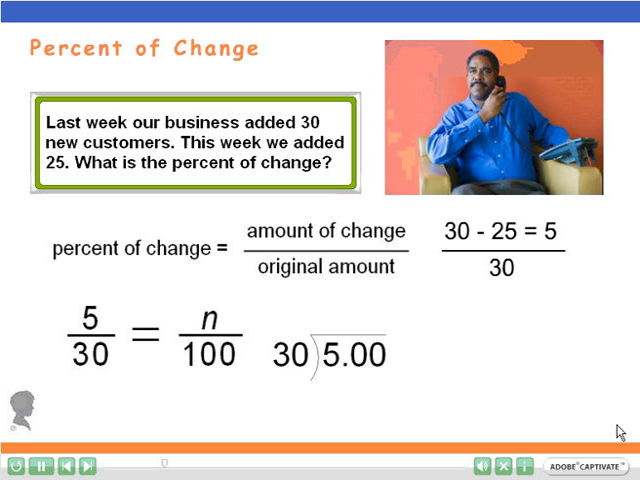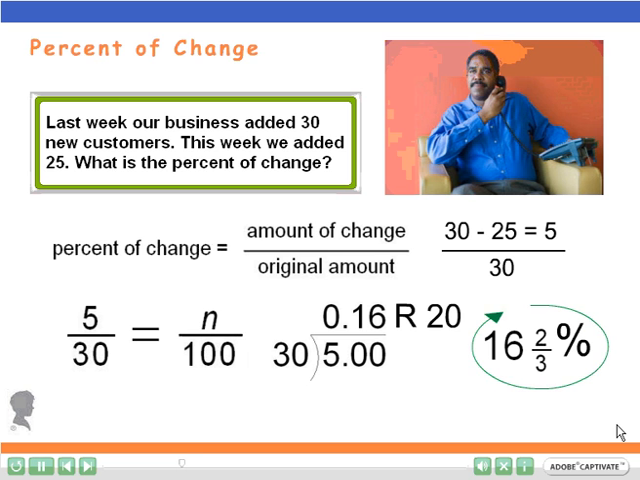Rewrite the percent of change ratio as a division problem, making sure the dividend has 2 decimal places. Divide and write the remainder if there is one. You know that percent means out of 100, so the first 2 digits after the decimal point are equivalent to the percent. The remainder is written as a fraction, 20/30ths, which simplifies to 2/3. This means that the percent of change is 16 2/3%.